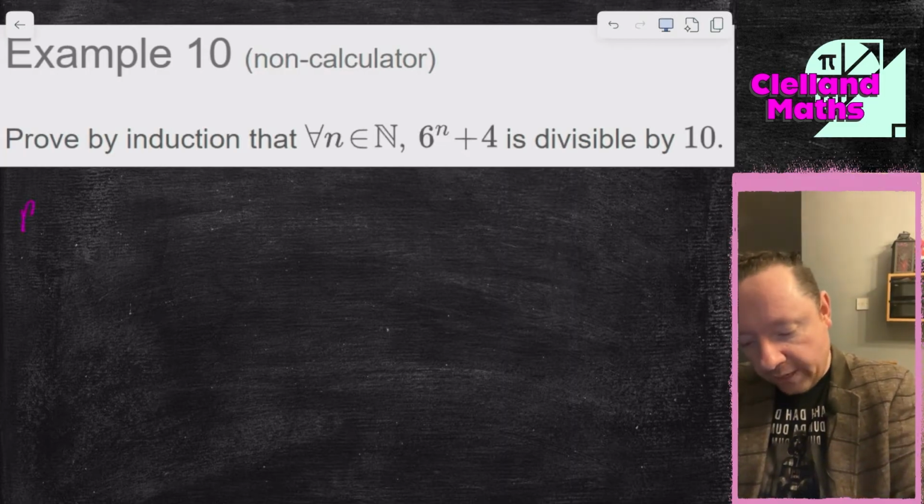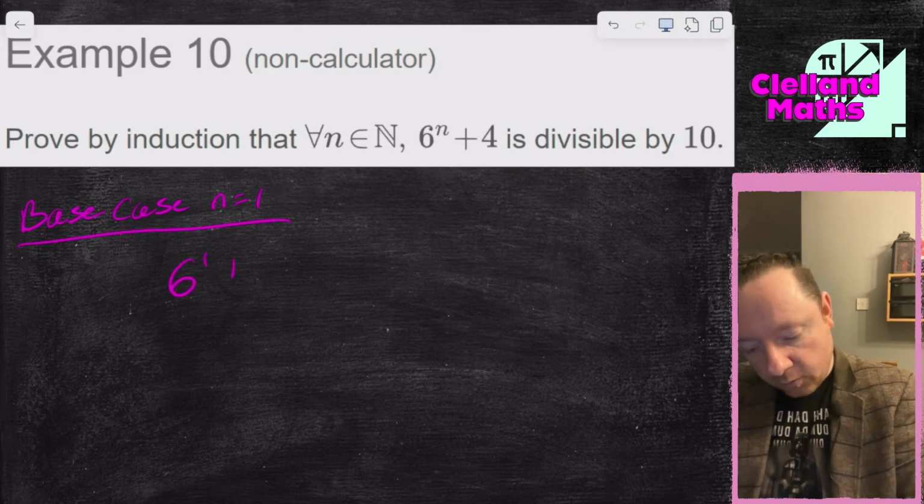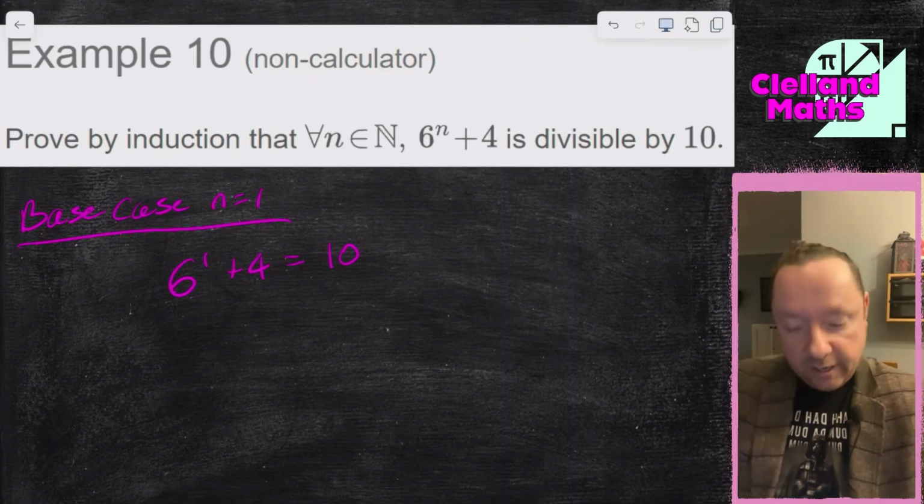So let's look at our base case, which is n equal to 1. We'll just do the left-hand side. 6 to the power of 1 plus 4, well, that equals 10, which is clearly divisible by 10.